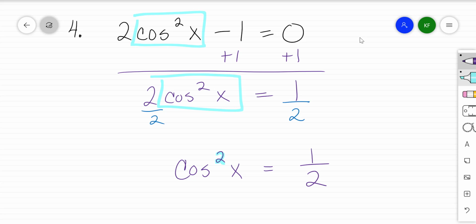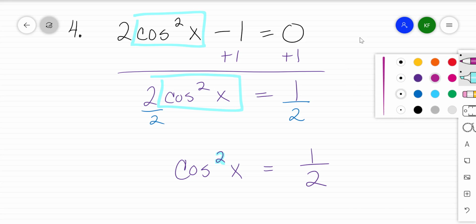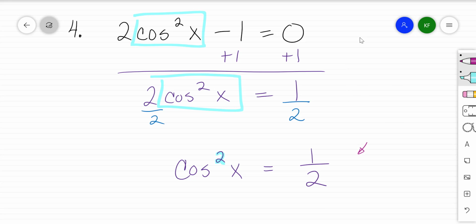I'm going to write this visually in case you're only watching. So this is not cosine x is equal to 1/2. This is going to give you a totally different answer.